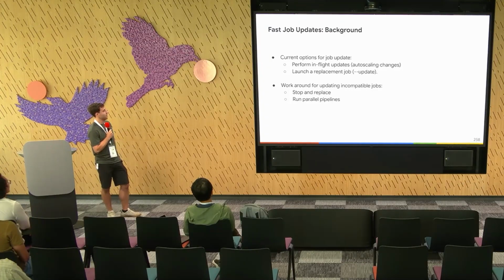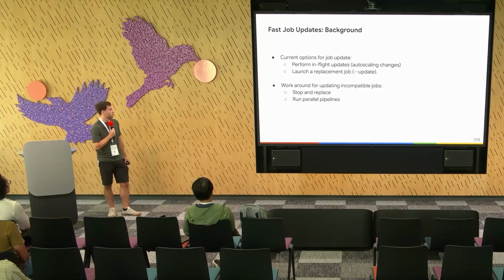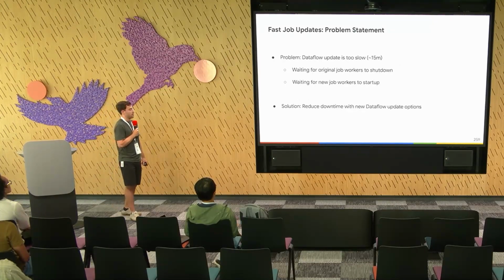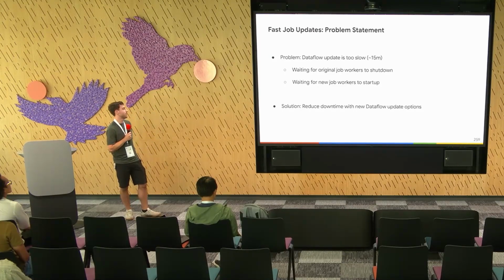If you want to work around that, currently you could just stop and replace your job without waiting for the update between continuous jobs, or run parallel pipelines, which was kind of a manual hacky thing customers did. Like I said, this is kind of slow, 5, 10, or 15 minutes for some customers. So we want to reduce that downtime.